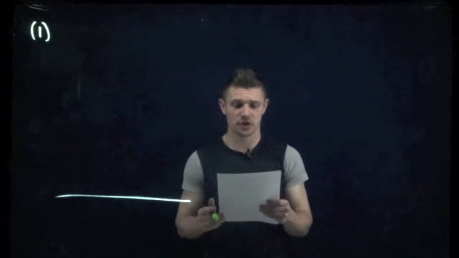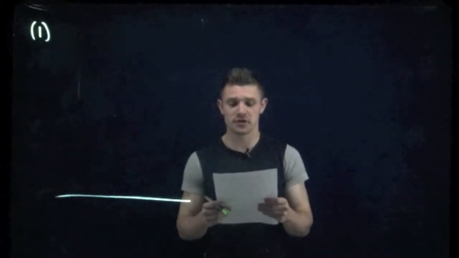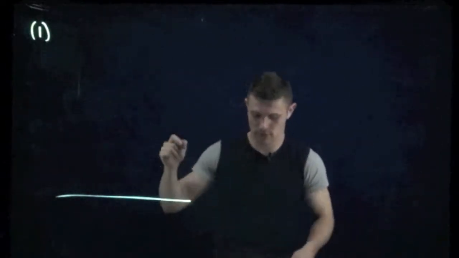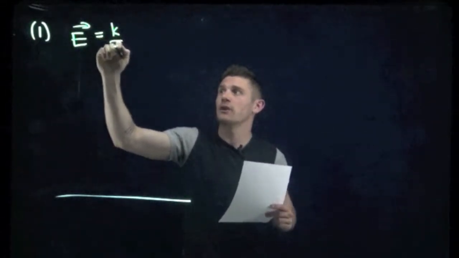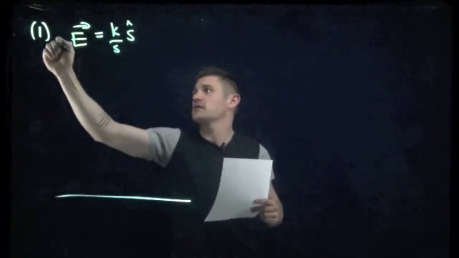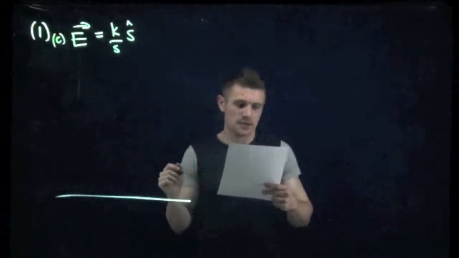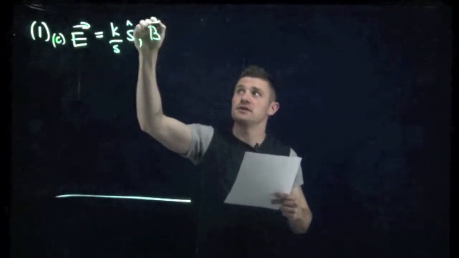So we'll wrap up question 1 by answering part C, which says that the snipers have a long line of positive charge lying along the same direction as Heidi is traveling. The line has a constant charge density and is long enough that it can be considered infinite. The snipers observe the electric field E, given by K over S hat. And the magnetic field is equal to 0.